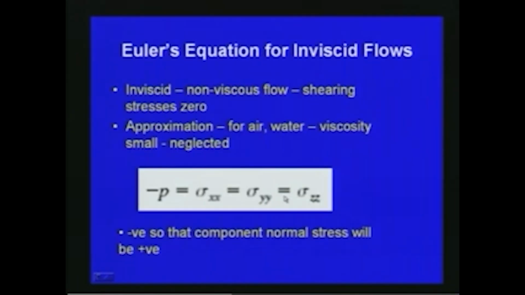So, when we consider Euler's equation for inviscid flow, inviscid means non-viscous flow, so that we do not have to consider the shearing stresses; the shearing stresses become 0. It is not an exact way, but we can approximate many of our fluid flows like wind flow or air flow or water.